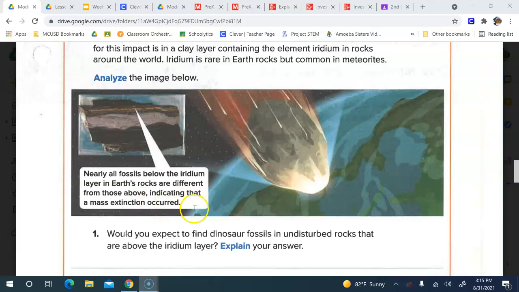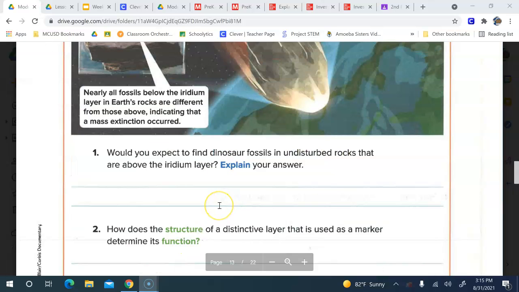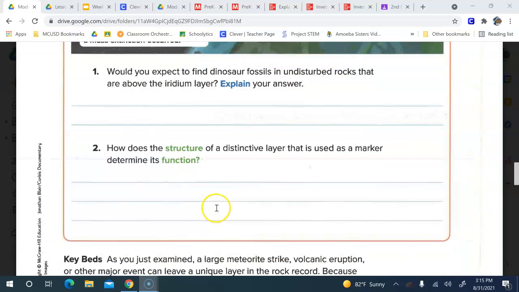So, the questions would be: 1, would you expect to find dinosaur fossils in undisturbed rocks that are above the iridium layer? Explain your answer. 2, how does the structure of a distinctive layer that is used as a marker determine its function? And that is all the farther we're going to go today.